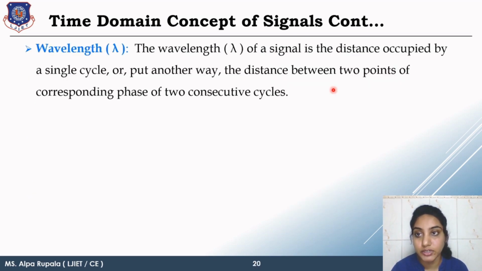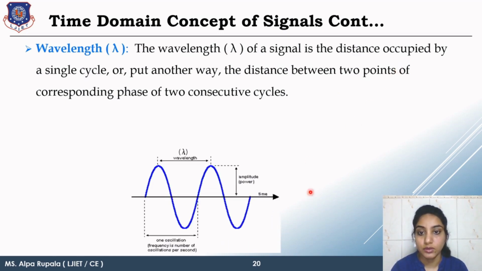Next important term, wavelength, which can be represented as lambda. The wavelength of a signal is the distance occupied by a single cycle. We can see this is my single cycle starting from here to here, suppose. Then this will be the wavelength of my signal.